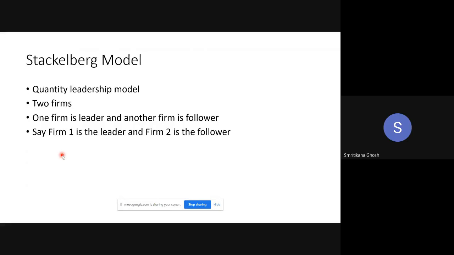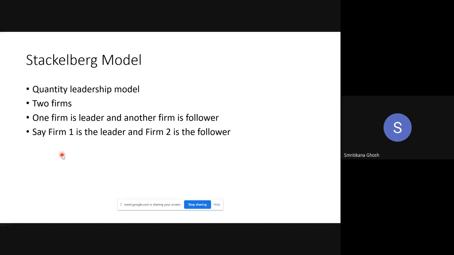Who's non-zero? Leader. You are talking about the leader. The leader's conjectural variation is non-zero. That is what you are saying. Yes, ma'am. And what about the follower? Will it be non-zero also? Ma'am, I'm not sure, but for leader it should be zero and for follower it should be non-zero.